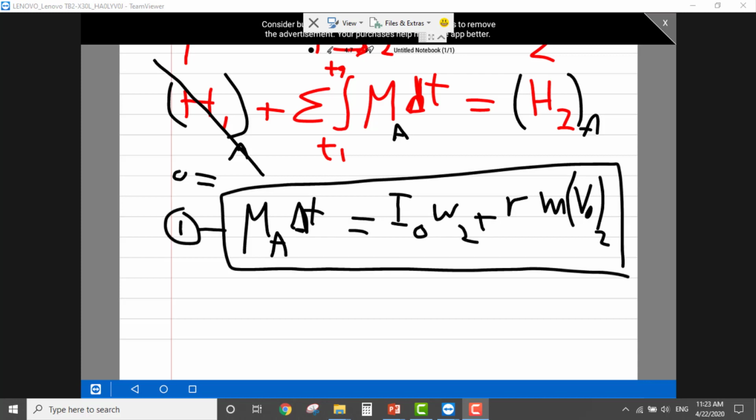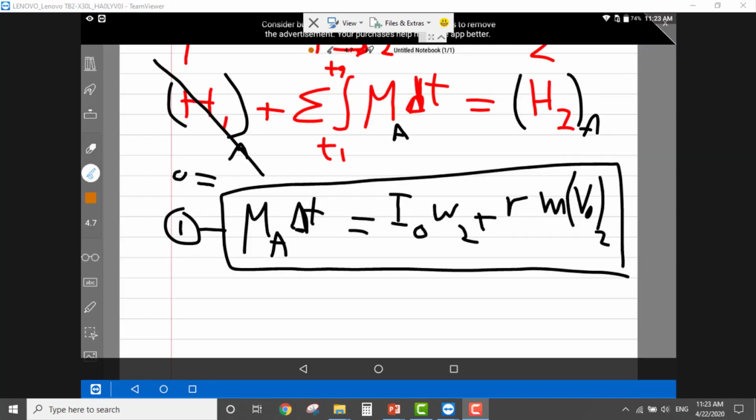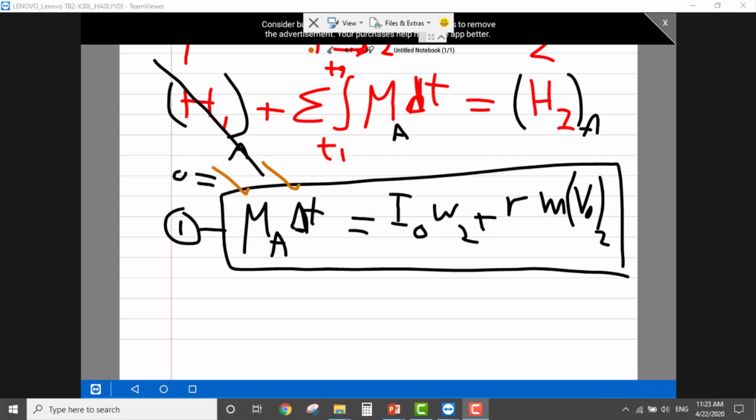How many unknowns do we have in this equation? What do you think? Delta t is given, the moment is given, I about O I can calculate, omega 2 is needed, the radius is given, mass for the wheel is given, the velocity is unknown. So we have two unknowns. So we need to benefit from the kinematics.